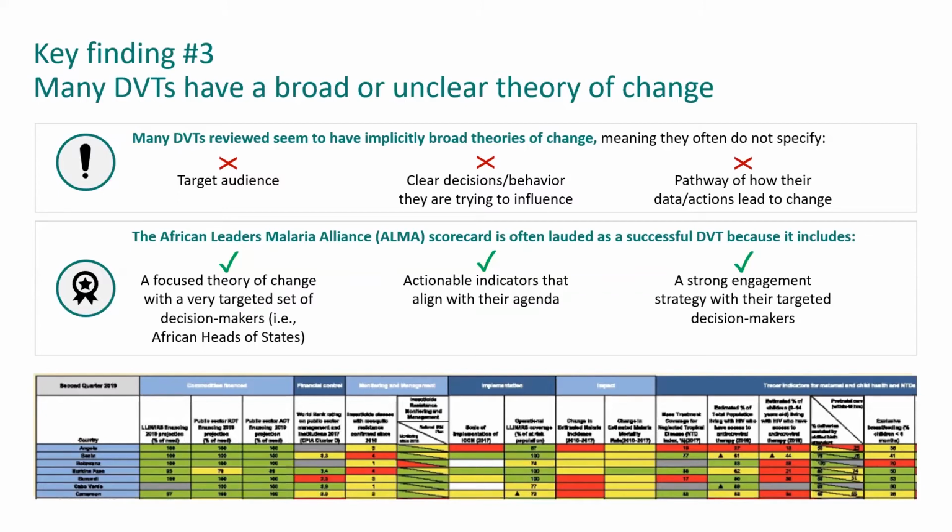These actionable indicators that you can see at the bottom of this slide are color-coded, as well as include upward and downward arrows to show progress over time, and these heads of state are provided with recommended actions to facilitate what action can be taken. And third, a strong engagement strategy with their targeted decision makers. So heads of state are provided with quarterly reports on progress. They also meet regularly as part of ALMA. When requested, ALMA also facilitates connections to provide technical assistance to countries.